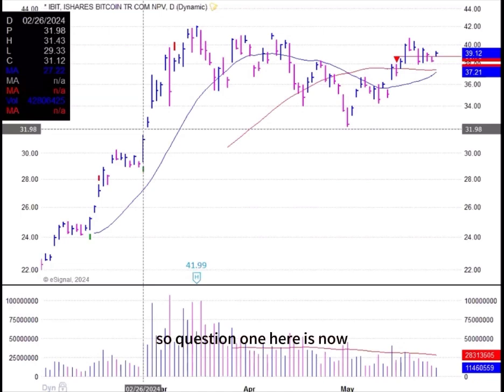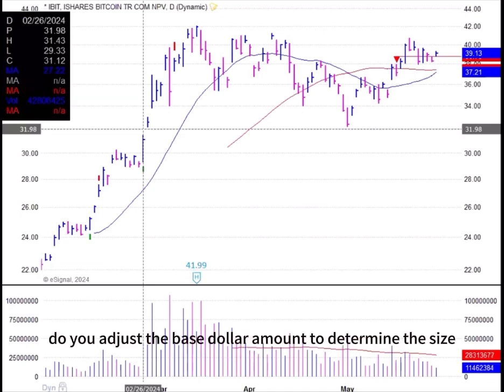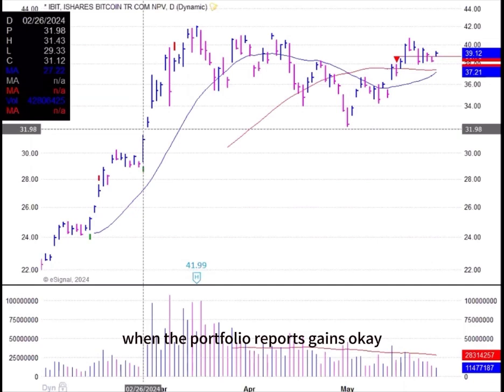Okay, so question one here is, now that the Select Portfolio reported two minimal losses, do you adjust the base dollar amount to determine the size of the positions, or keep working with the original portfolio capital, 100,000? Also, could you comment on how to do it when the portfolio reports gains? Okay, so that's the first question. That's a great question. You guys want to answer that?